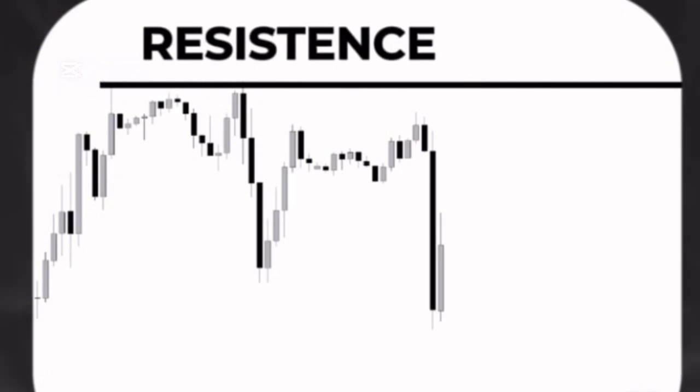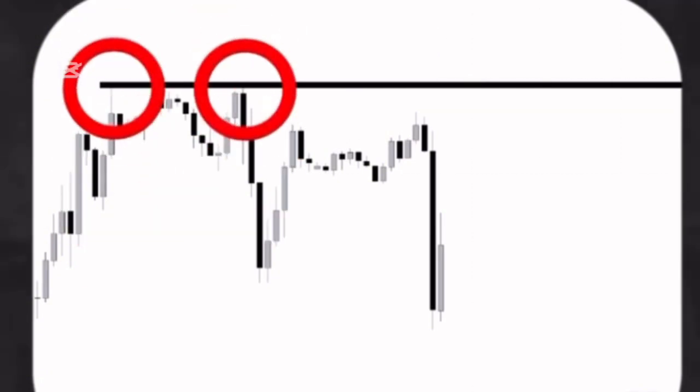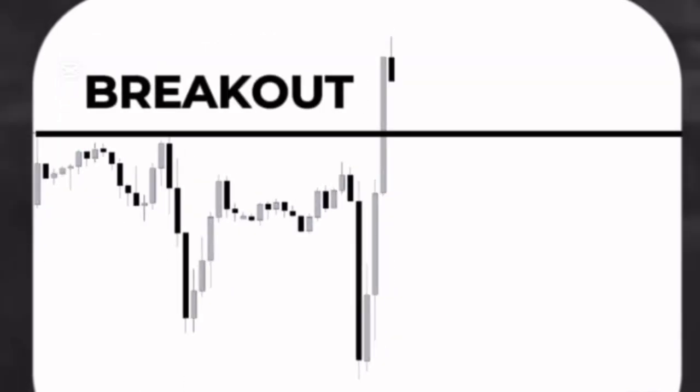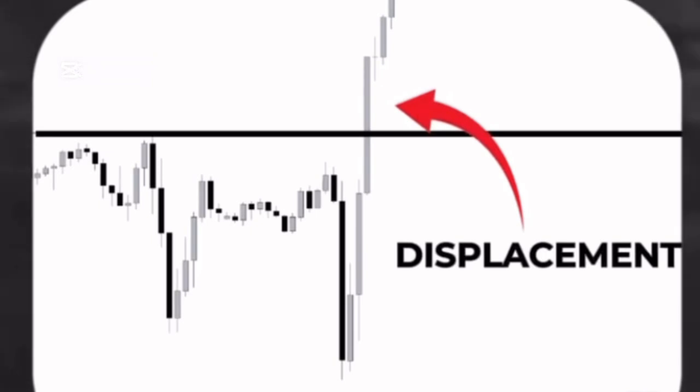Step 1. Find a key support or resistance level. This means we have at least 2 to 3 touches, as we can see in this example. Step 2. Wait for a breakout of either side, and what we want to see is displacement. This means price breaks above or below the level with extreme strength.